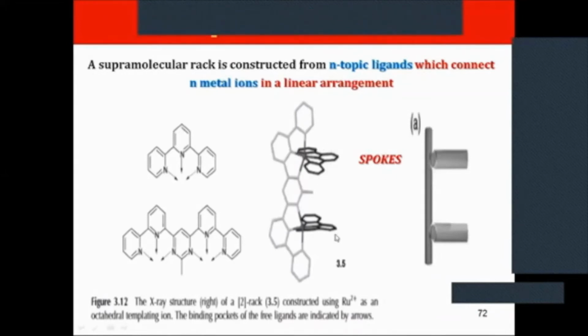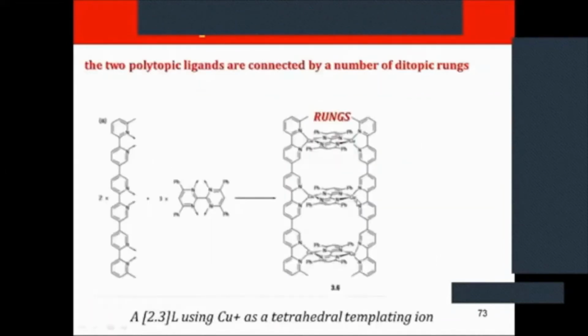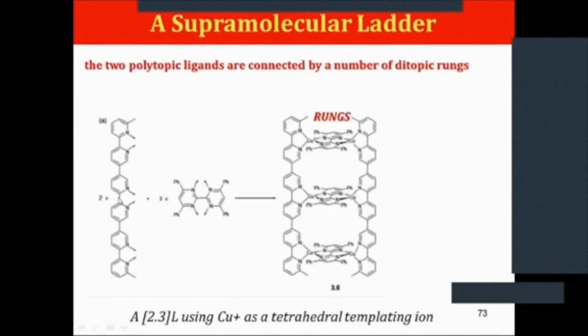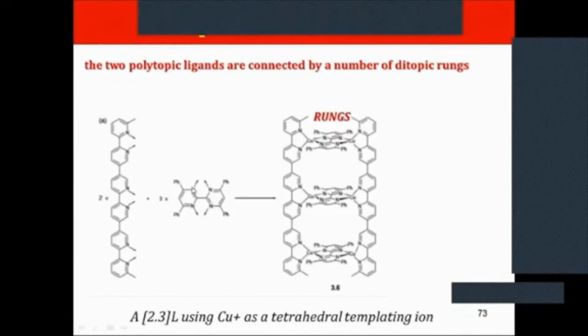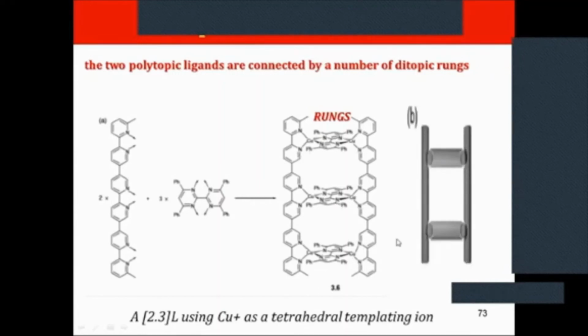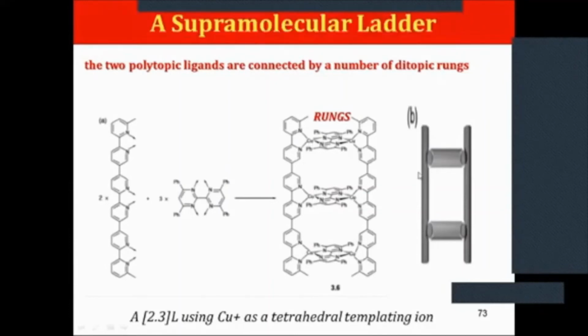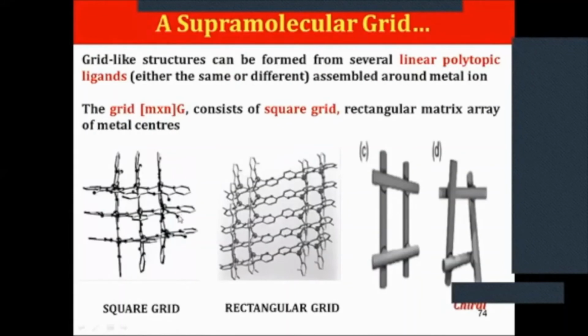And these parts are called spokes. Similarly, if you take two polytopic ligands, this is one bipyridine, another bipyridine connected by a number of units like this. These are called rungs, and these structures are called ladders. Here, copper acts as a template. Here you can see, in supramolecular chemistry, these are called supramolecular ladders. And similarly, you can have a supramolecular grid, a square grid, rectangular grid, etc. Even a chiral grid is very much possible. So I have shown the cartoon diagram and an example of the chemical structures.